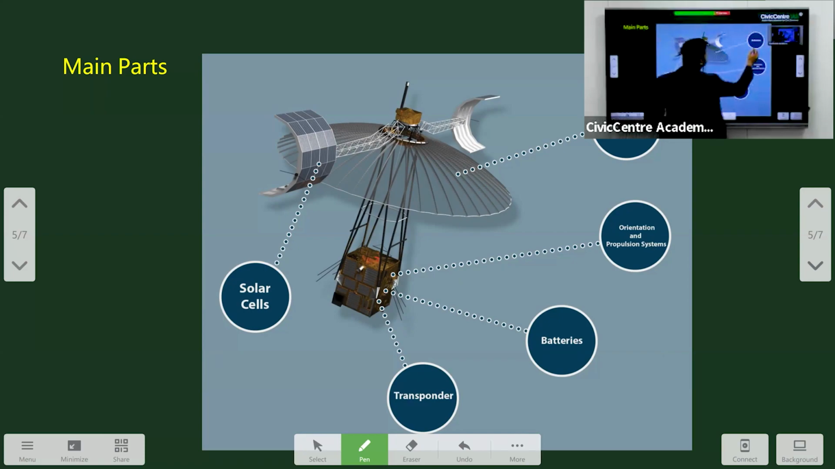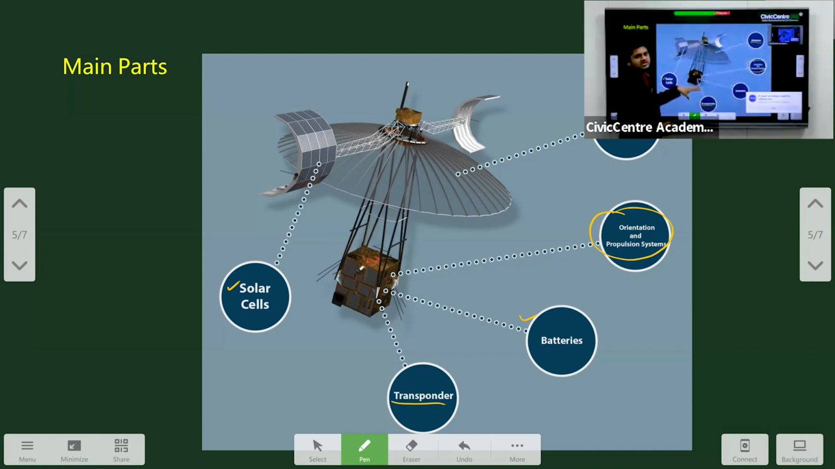Now the main parts of the satellite. We have the antenna, which sends and receives the signal to the satellite. We have solar cells and batteries, which power the satellite. Then we have the transponder, which amplifies the signal and changes the frequency. Then we have the orientation and propulsion systems, which make sure that the antenna is always faced towards the ground. These are the various parts and their functions in the communication satellite.